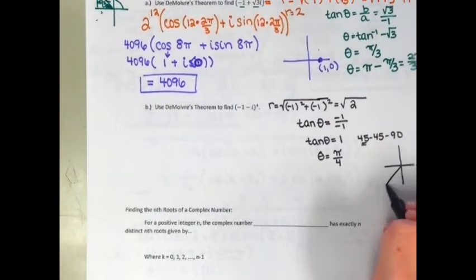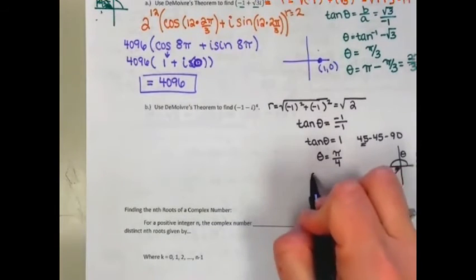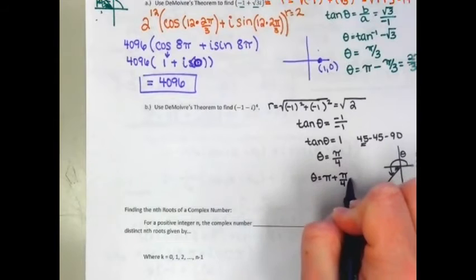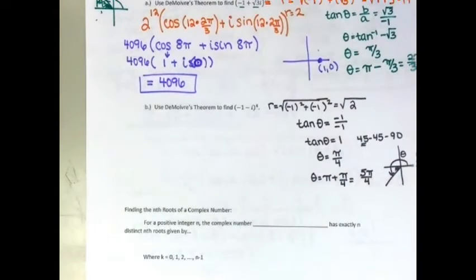Quadrant 3, right? So this pi over 4 is right here, but theta is the whole thing, right? So how would I actually get the whole theta? Add pi to it, yep. So theta would be pi plus pi over 4, which is 5 pi over 4. Okay with that?